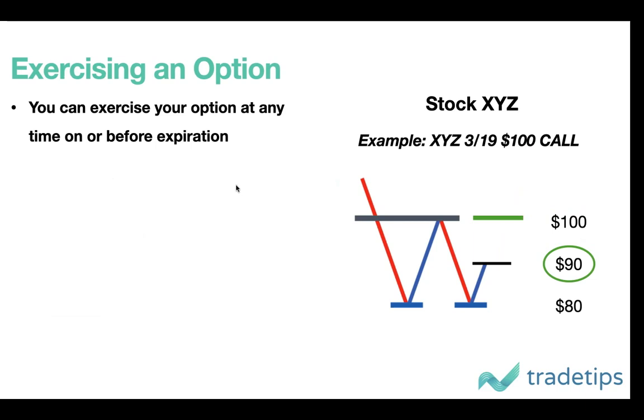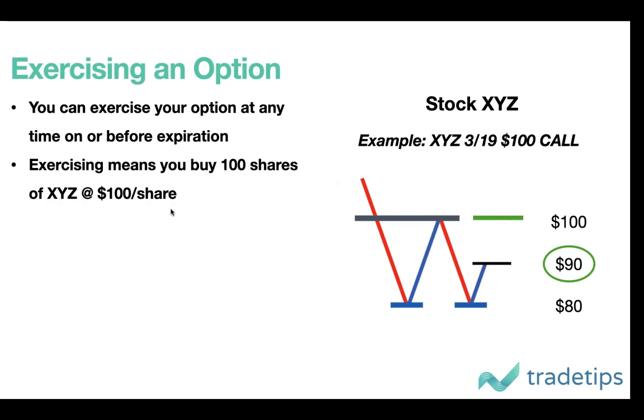So let's talk about exercising an option. Remember that you have the right but not the obligation to buy the contract. So you can exercise your option at any time on or before the expiration. In this example here, we have an XYZ $100 call. Right now, this is out of the money because the stock price is at 90, and we're buying a $100 call, and the strike price is above the current price.